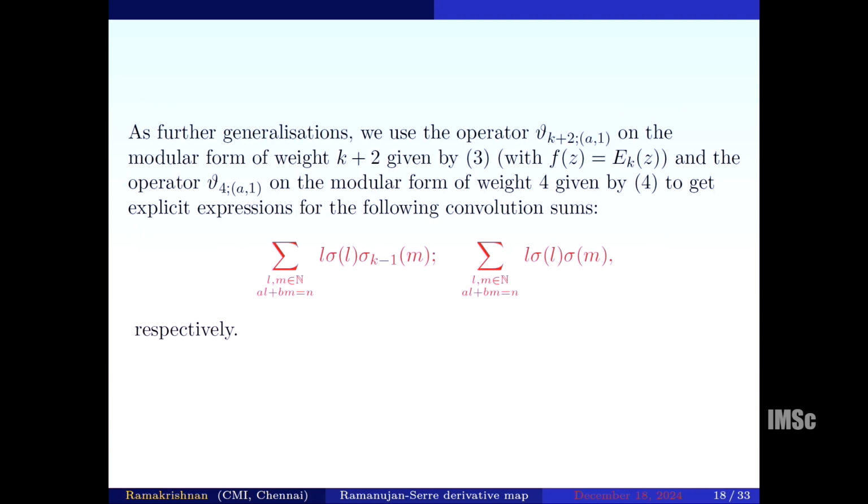As further generalizations, we use the operator theta on the modular form of weight k plus 2 with f equal to Ek, and on theta of a1 on a modular form of weight 4 given by the second one, to get an explicit expression for a different type of convolution sums, where the derivative of this function will appear here. Here also the derivative of this one will appear. One of them is 1 and both are 1: r, s equal to 1, k minus 1 and 1, 1, 1.